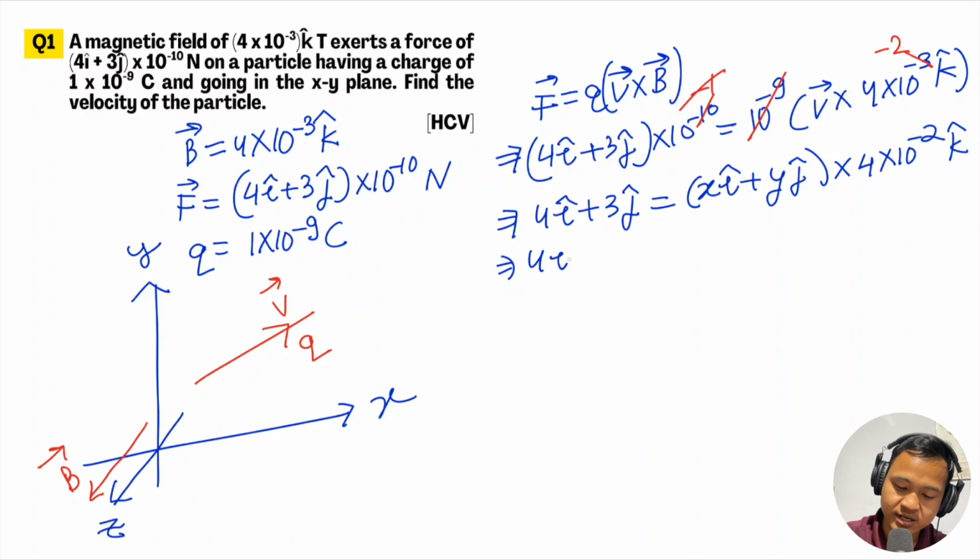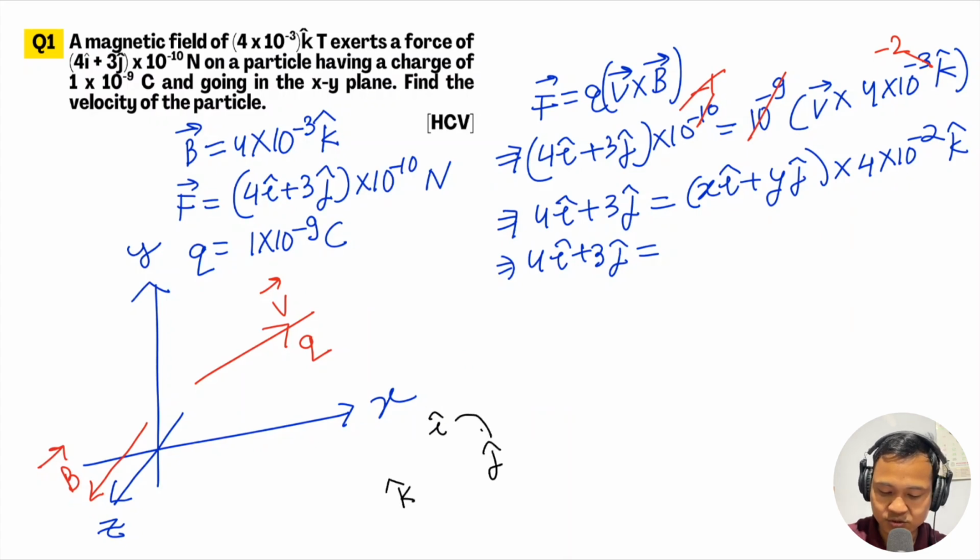So 4i plus 3j should be equal to the cross product. Let's recall the basic cross product rules: i cross j is k, j cross k is i, and k cross i is j.